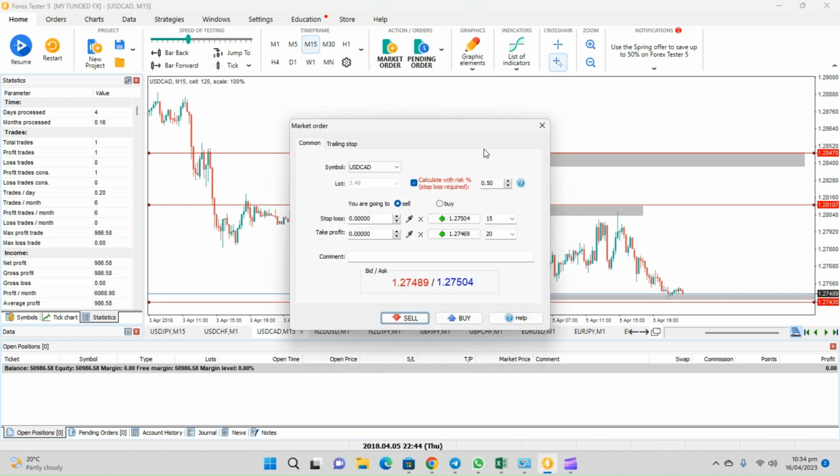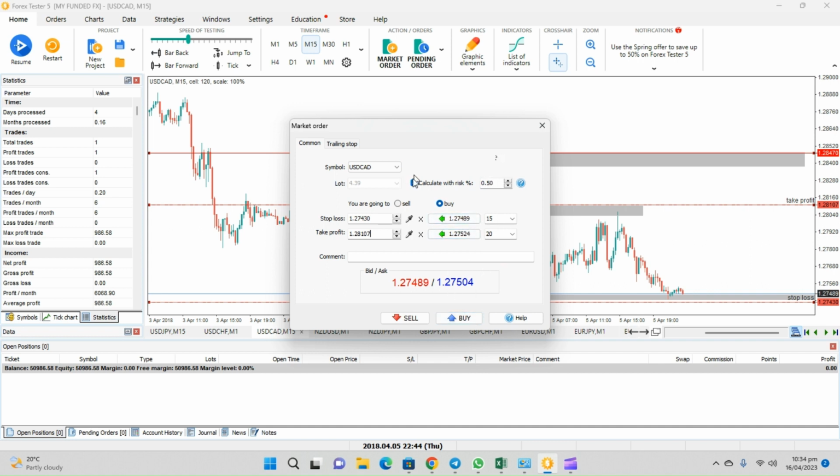So I'm planning on buying right there. My stop loss is going to be at 1.27430, and my first target is going to be at 1.128. 107 is my second target right there. You can see it has already calculated the risk for me right there. So we're going to buy.